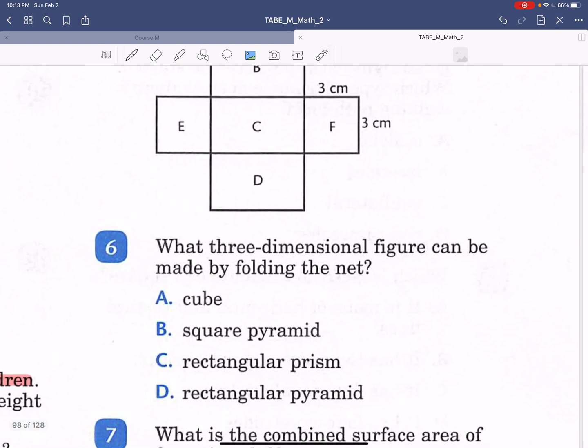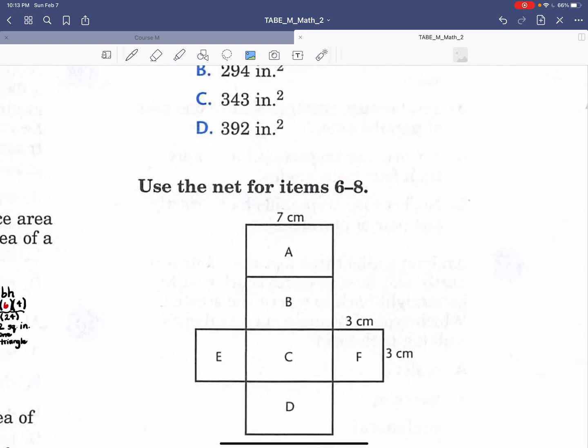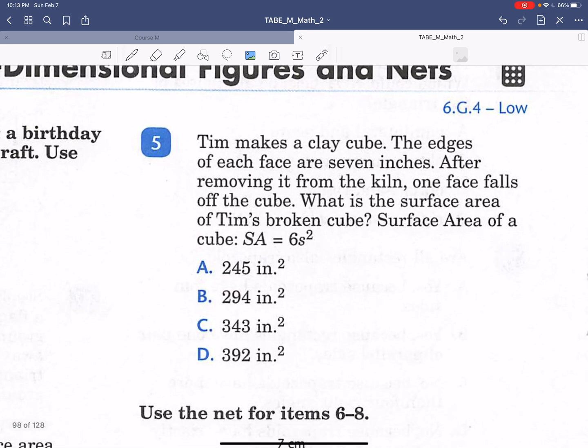Number 5, we have a question. I started to say a new net, but we don't. Tim makes a clay cube. The edges of each face are 7 inches. So I'm going to stop right here and draw a cube, or try to. Bear with me. Put the two together and then connect your vertices.